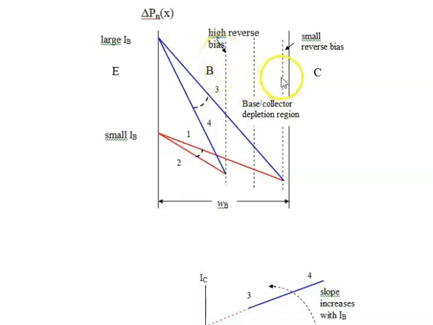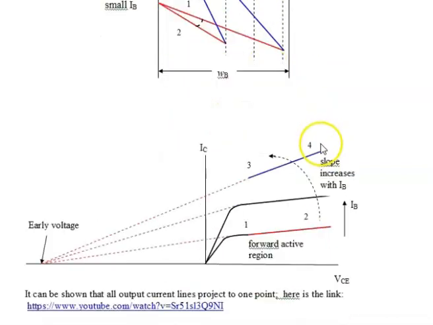That's a big difference. So we see that this widening of the base collector depletion region is much greater than the narrowing of the depletion region at the emitter base junction. So that's why I don't include that here. This is the important part right here.